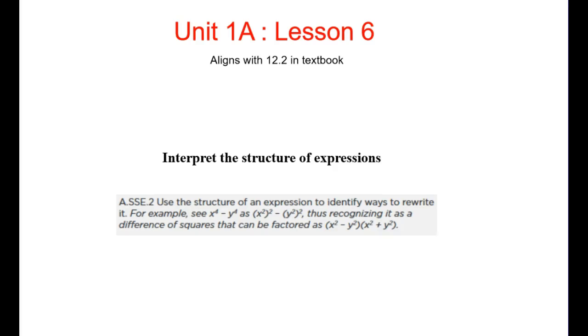Unit 1A, Lesson 6. This lesson will align with 12.2 in your textbooks. One standard we are going to discuss in this lesson: use the structure of an expression to identify ways to rewrite it. For example, if we have x to the fourth minus y to the fourth, we can rewrite that to use the difference of squares pattern to factor it out.